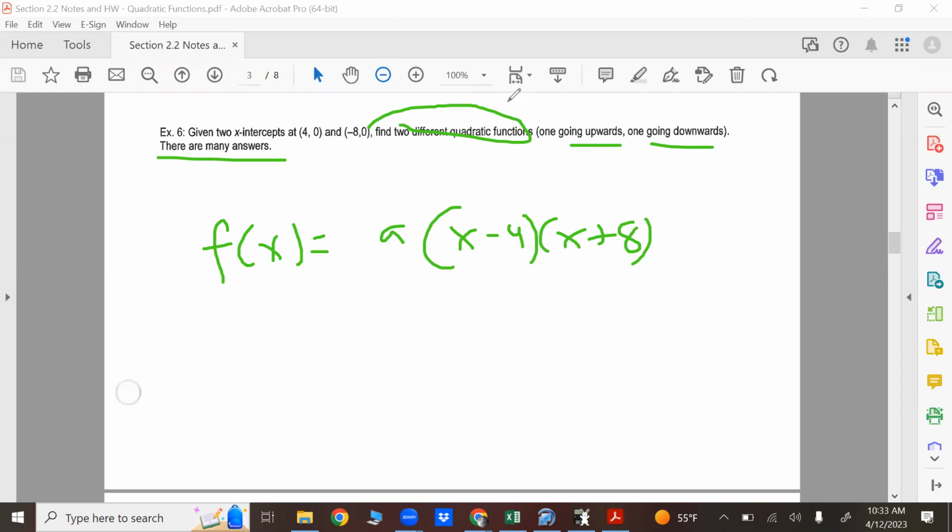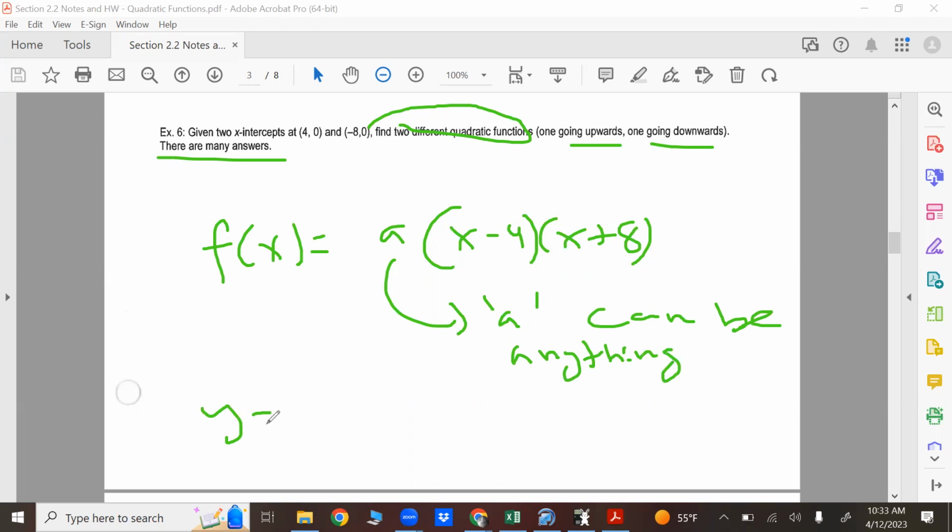Like I could do this. a could be anything. So you could say a equals 2. Or you could say a equals -2. I just chose 2 and -2. It could be really anything.